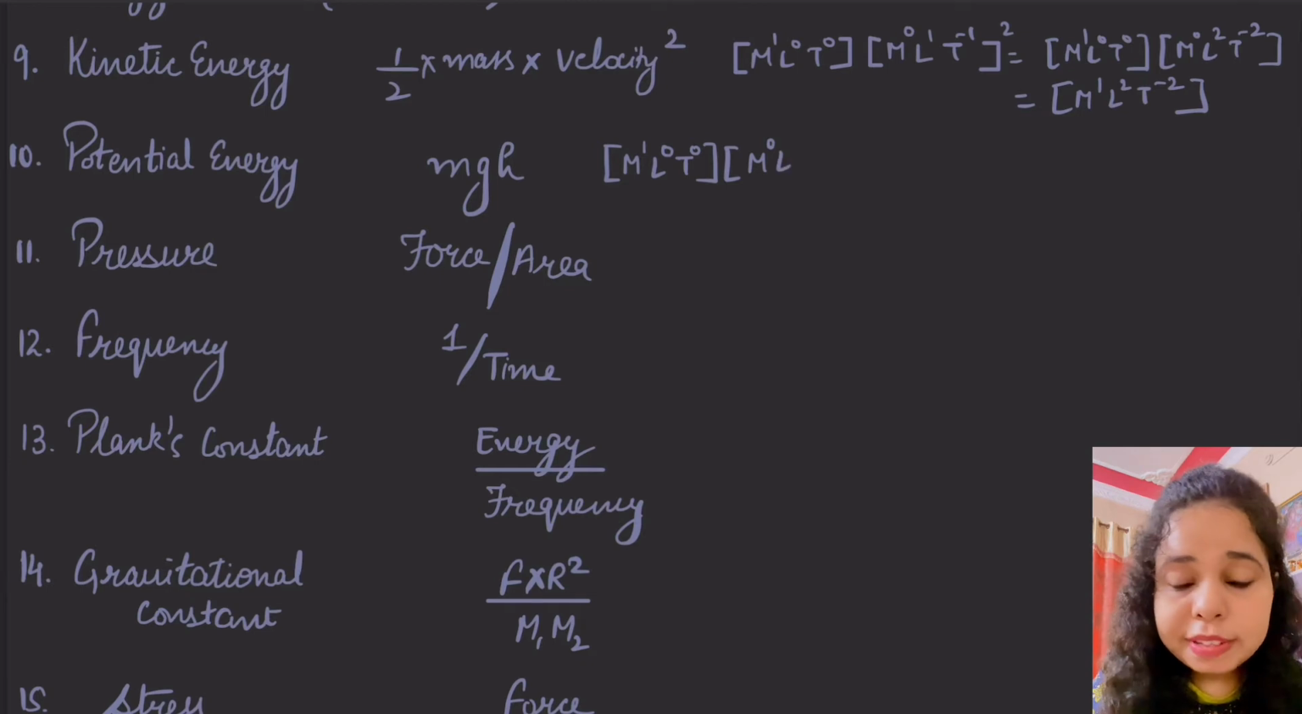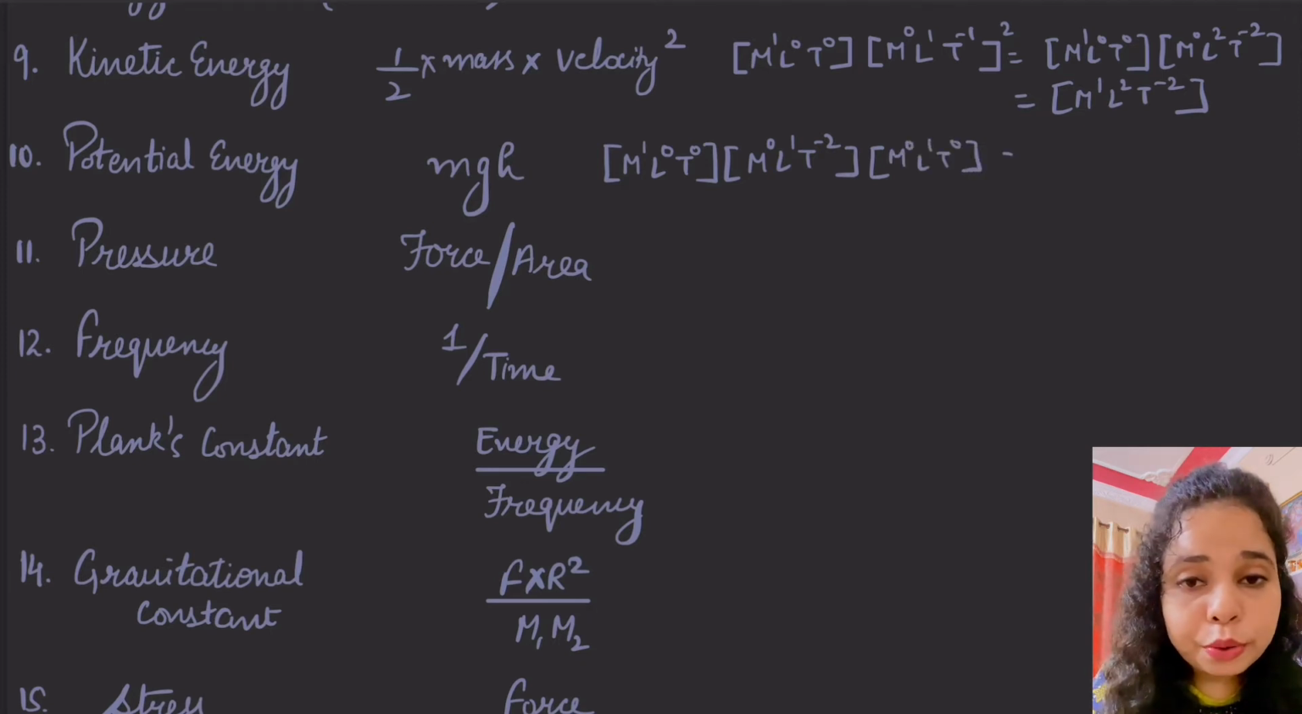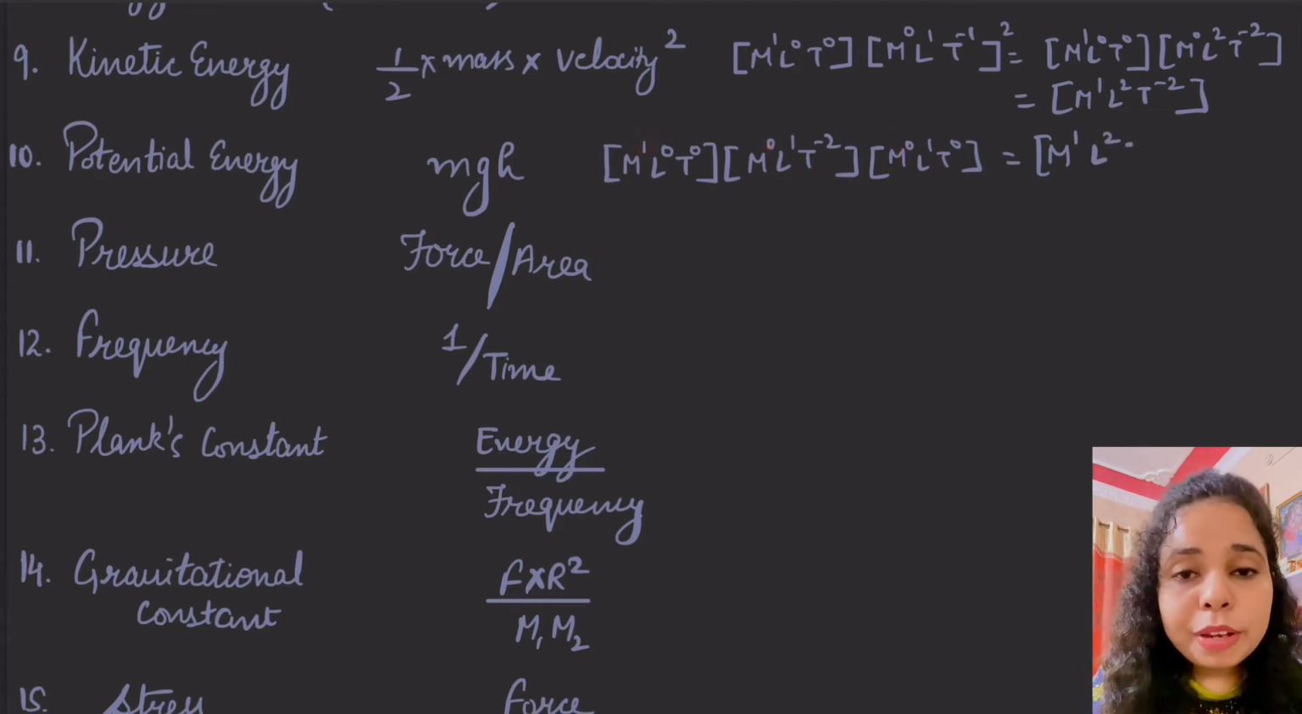Because g is representing acceleration due to gravity, that means it is a kind of acceleration, and for acceleration the dimensional formula is m0 l1 t minus 2, and the dimensional formula for height is m0 l1 t0. On combining all these factors, we have the dimensional formula for potential energy as m1 l2 t minus 2. From here you can see that the dimensional formula for kinetic energy and potential energy is the same, that is m1 l2 t minus 2.